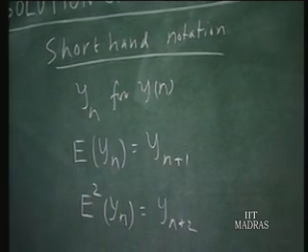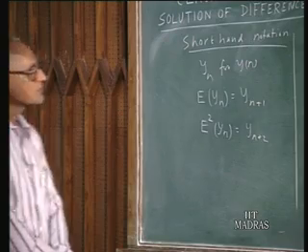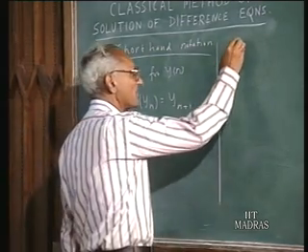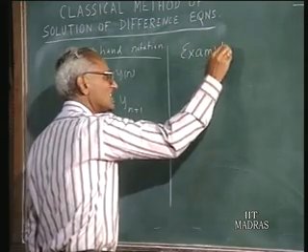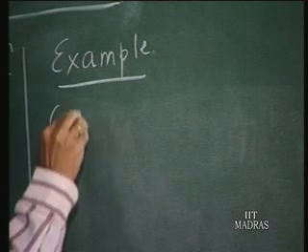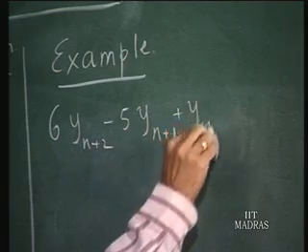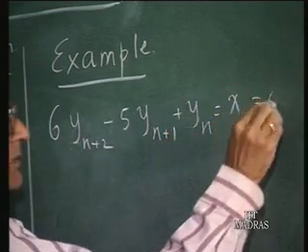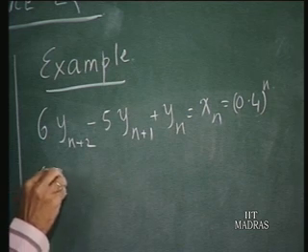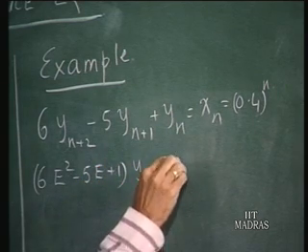So, this is the shorthand notation we will employ, and let us illustrate the method of solution of the difference equation by the classical approach through an example, and I will also indicate what we would do in a general case alongside. So, let us take an example. In this example, we have 6 yn plus 2 minus 5 yn plus 1 plus yn is a forcing function xn, which is 0.4 raised to the power of n. Now, using the shorthand notation, we can write this as 6E squared minus 5E plus 1 operating on yn equals 0.4 raised to the power of n.